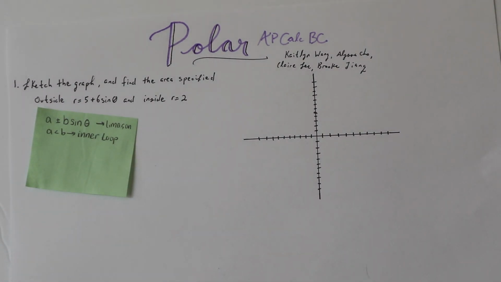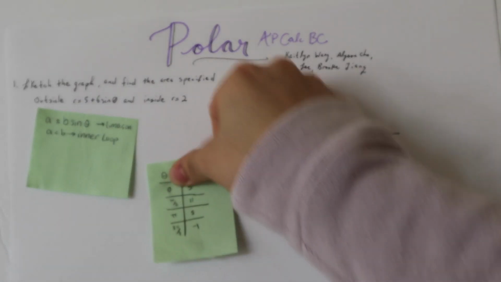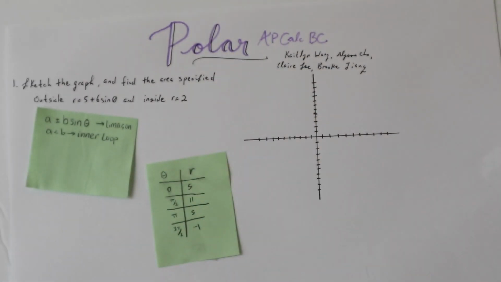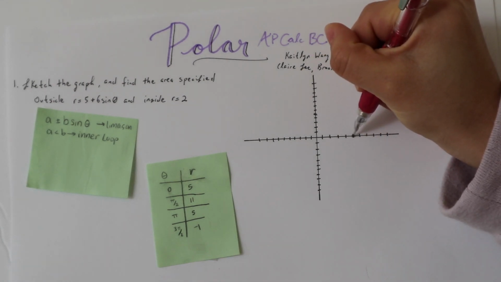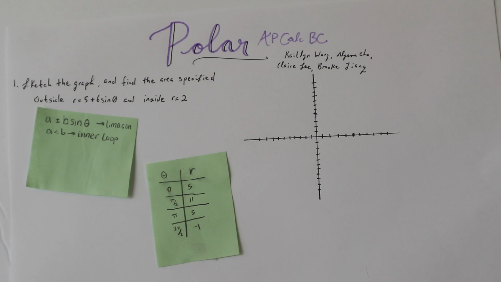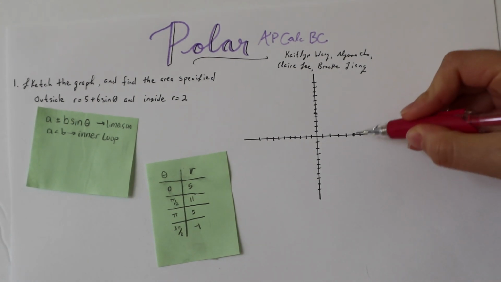Now we need to plot the coordinates for the polar equations. So for r equals 5 plus 6 sine theta, we created a table. The way we created this table was we substituted the angle theta into the equation and got a value for r. So for example, for the angle of 0, you count out 5, and we plot that point. And then we go all the way around to get the graph.